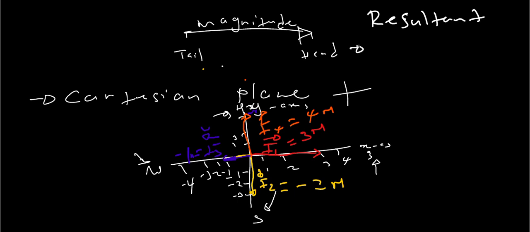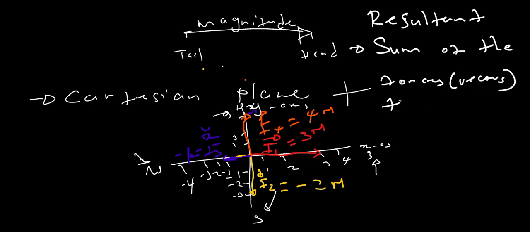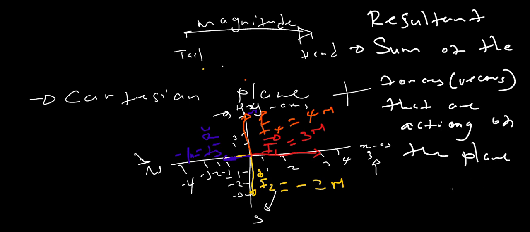What does resultant mean? A resultant is the sum of the forces or vectors that are acting on the plane, and we also call a resultant a reaction. It's where the reaction takes place.